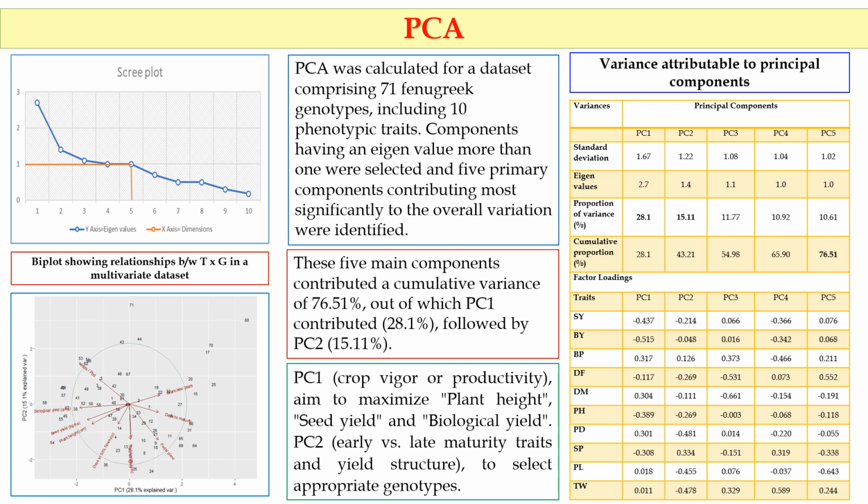While principal component 2 can be interpreted as a dimension distinguishing between early versus late maturity traits and yield structure. So the breeding programs with the objective of early flowering or a higher number of pods per plant can use the insight from principal component 2 to select the appropriate genotypes as parents in the crossing program. With these remarks, my presentation is over.